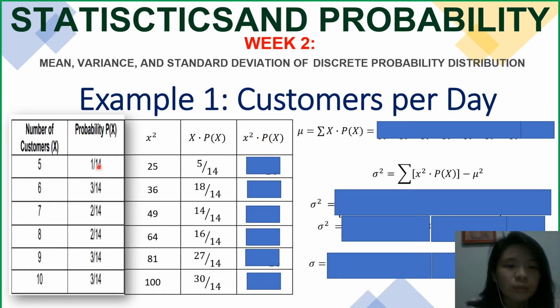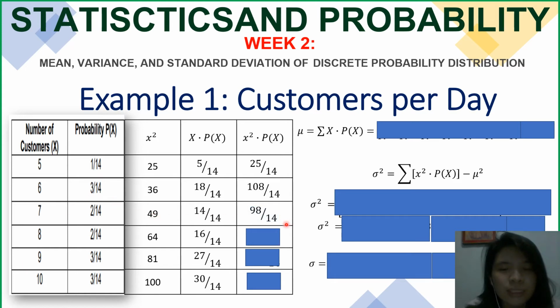So, we multiply this. 1 over 14 multiplied by 25, that is 25 over 14. 3 over 14 multiplied by 36, that is 108 over 14. 2 over 14 multiplied by 49, that is 98 over 14. And 2 over 14 multiplied by 16 over 14, that is 128 over 14. 3 over 14 multiplied by 27 over 14, that is 243 over 14. And lastly, 3 over 14 multiplied by 100, that is 300 over 14.